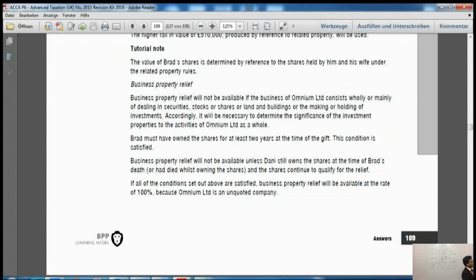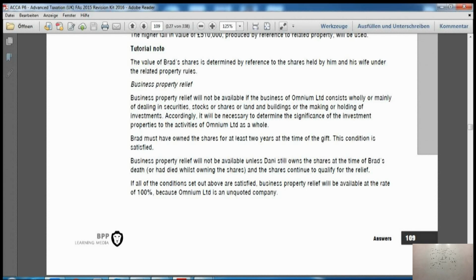Now, in order to get business property relief, the first condition is that the business must not be dealing in investments. As these are investment properties, we'll have to see how many properties he holds in investments, in order to consider whether his primary business is investment. Brad must have owned the shares for at least 2 years at the time of the gift. This condition is satisfied, as we have picked from the question.